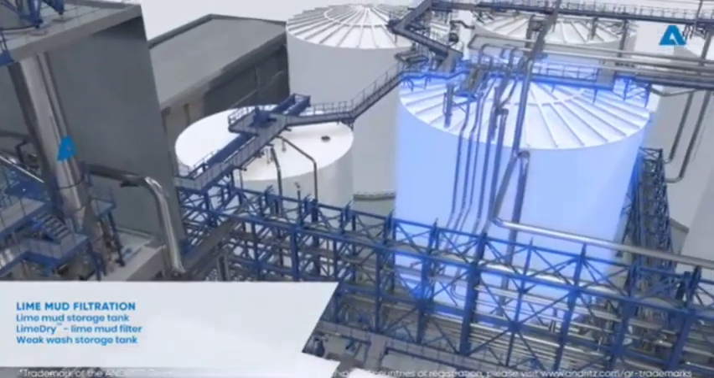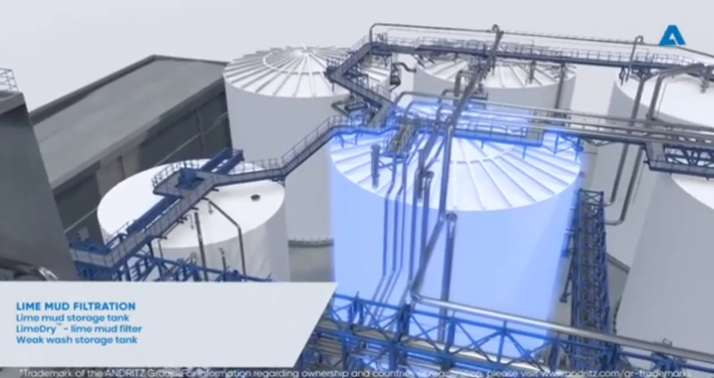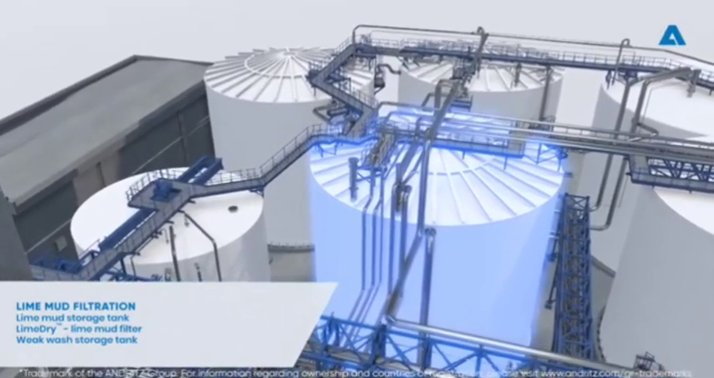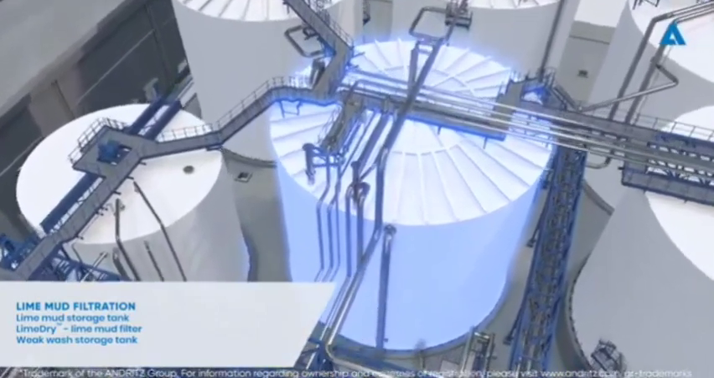Alkaline liquids and filtrates produced in the process are called weak wash. They are collected and stored in the weak wash storage tank and from there pumped to the recovery boiler dissolving tank to control the green liquor density.